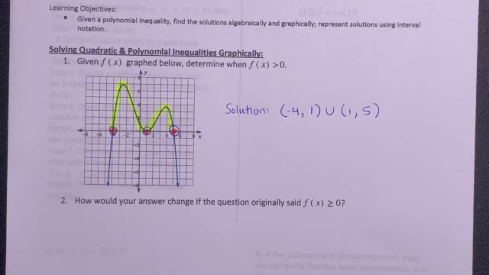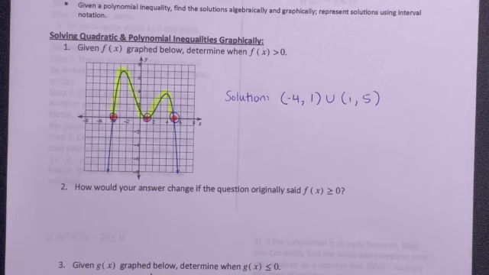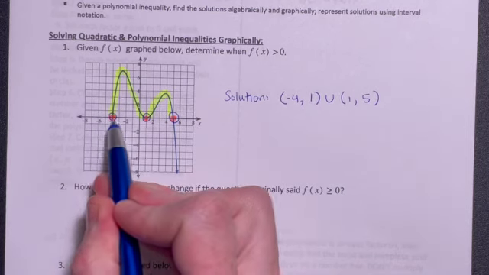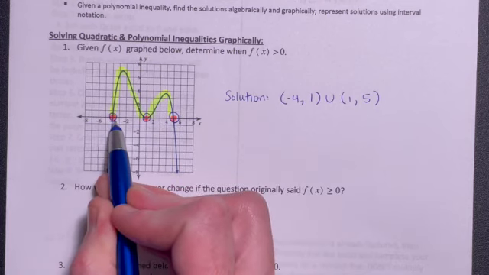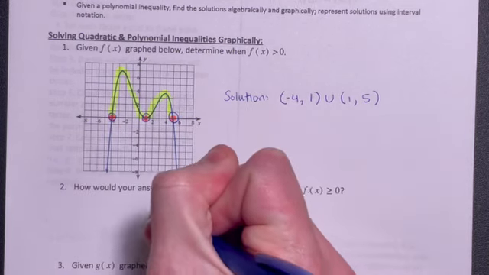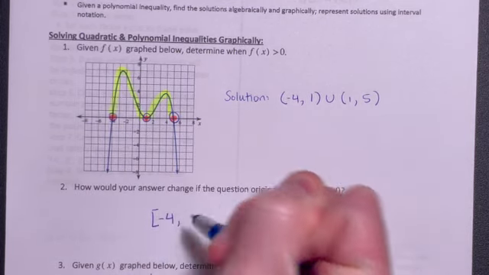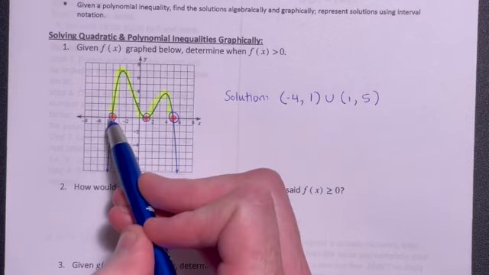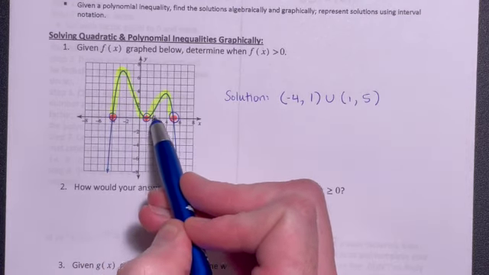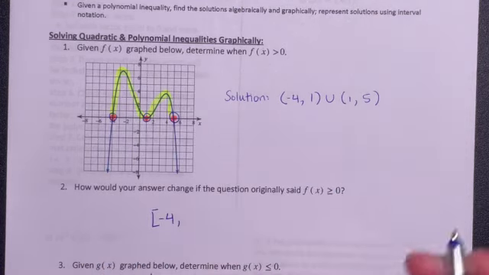So what if we had changed that inequality to where it said greater than or equal to 0? This would then include these values where it is equal to 0. And so it would have a bracket at -4. But then I would not even need to break this at +1 because it would be greater all the way through +1 and ending at +5.